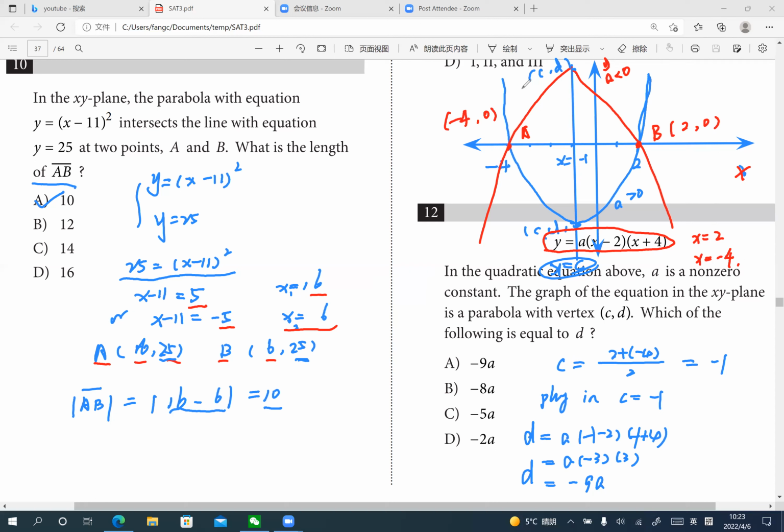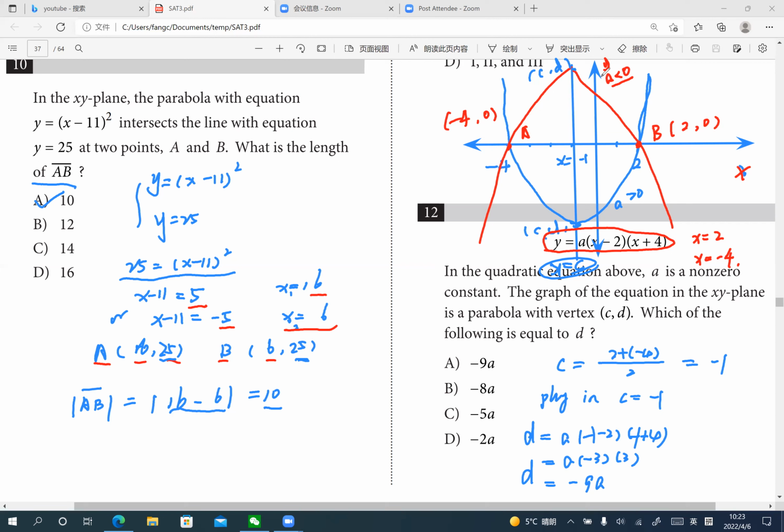But because we don't know if a is greater than 0 or less than 0, we are still not sure if the parabola opens up or opens down. So I draw two possibilities. One is in blue, where a is greater than 0, and one is in red, where a is less than 0.